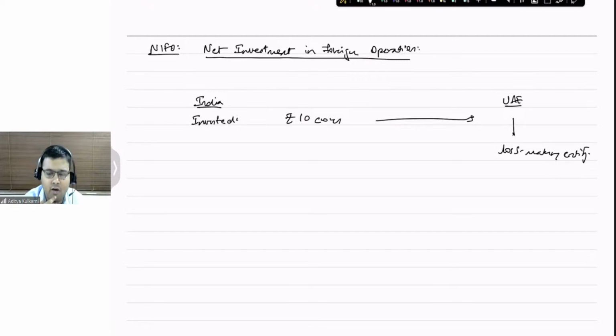They don't have the orders on hand and they are just new in the market. So it is a loss-making entity. Since it is burning cash, it will need cash from somewhere. If the UAE entity approaches banks in UAE, they will tell it, sir, look at your balance sheet. Your balance sheet is not strong. You are continuously making losses. We cannot do any financing.